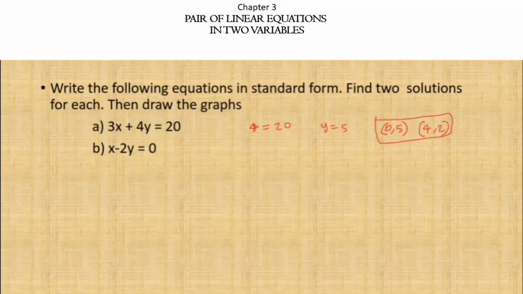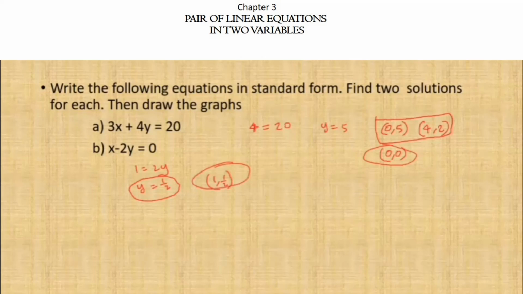For the second one, you can choose x equal to 0. So minus 2y is equal to 0, so y is also 0. So (0, 0) is a solution. And if you choose x equal to 1, then minus 2y, you can shift to the right side: 1 is equal to 2y and y is equal to 1 by 2. Half you can simply mark, no problem. There are many other choices; I simply took this one. So (1, 1/2) is another solution. Two solutions are enough to draw the graph.